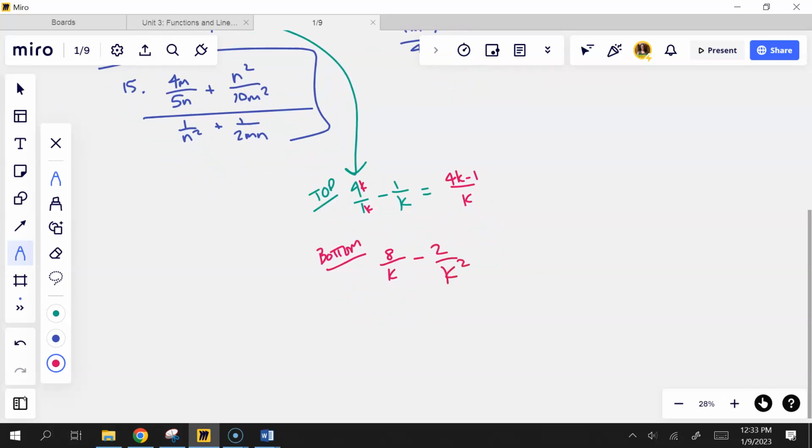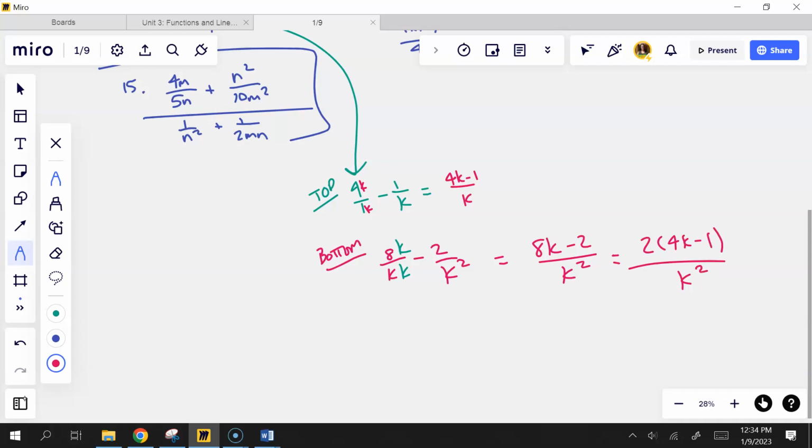What's the LCD? Close. K squared, right. But this one's got 2 k's. This one's our k. You see what I'm saying? So this one needs another k. Okay, so I got 8k minus 2 over k squared. Can I take a k out? No. You could take a 2 out of the top and have 4k minus 1, but you can't mark a k out.